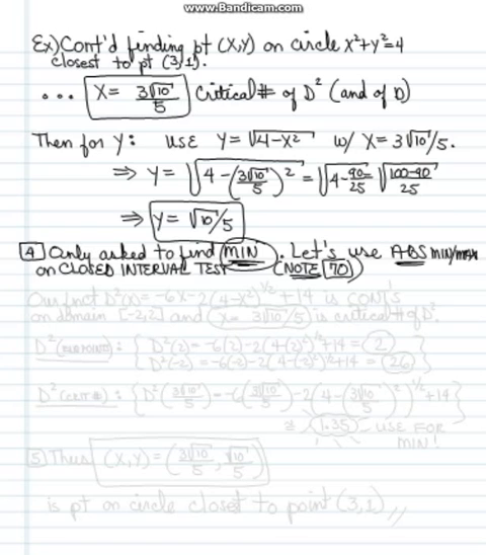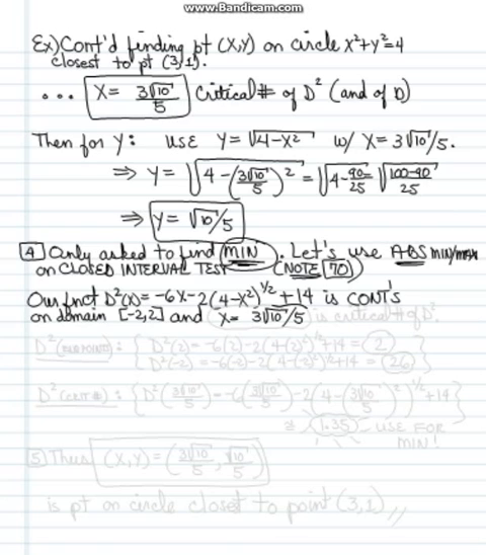Well, think back. This function, d squared of x equals negative 6x minus 2 times (4 minus x squared) to the 1/2 plus 14. That function is continuous on the domain from negative 2 to 2. Just look at the function. You can see that. We'd have a problem with the square root if we were outside of that domain. So that means that x equals 3 times the square root of 10 over 5 is indeed going to be a critical number on this domain. It lives in that domain.